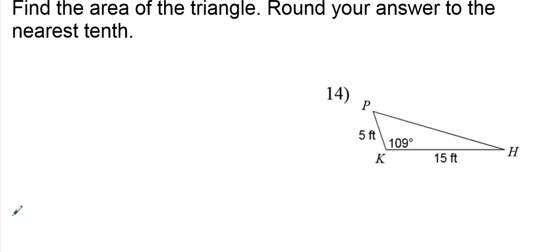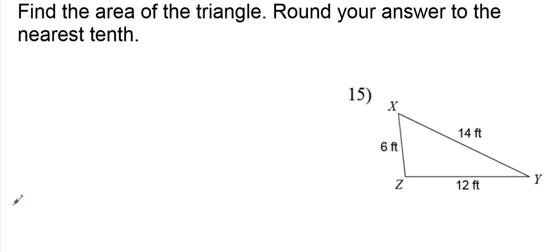Okay, let's go to number 14. In number 14, once again, we are given 2 sides and the angle that's between them. So we're just going to set this up. We're actually not going to solve it. You can solve it later on your own. We're going to use A equals 1/2 AB times the sine of C. And once again, that's just straight plug in.